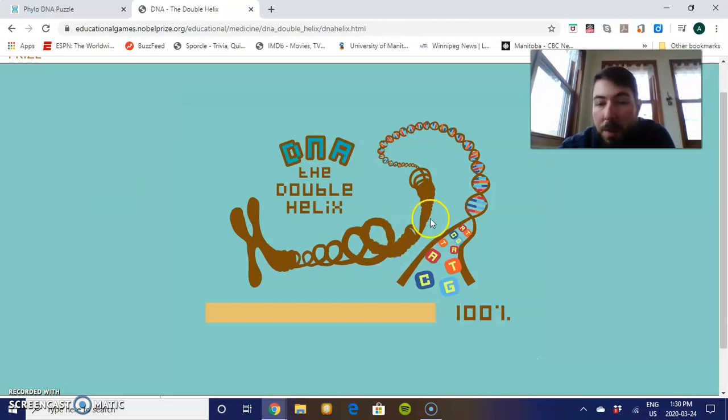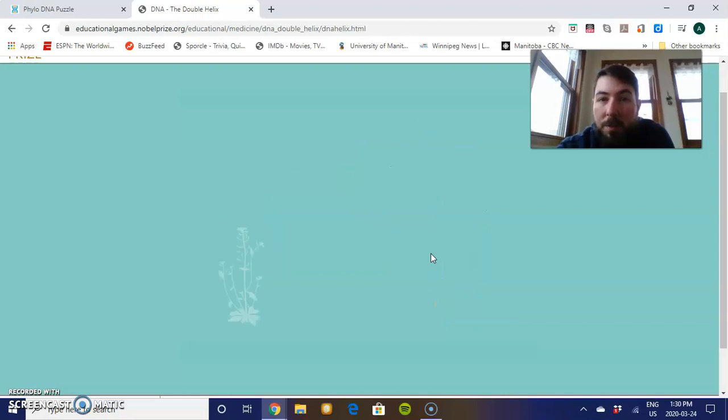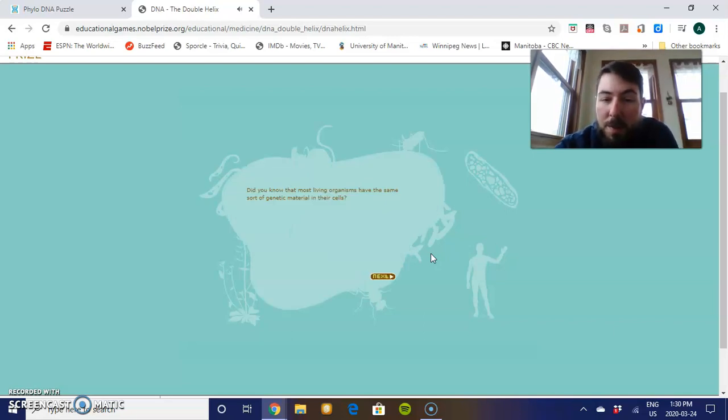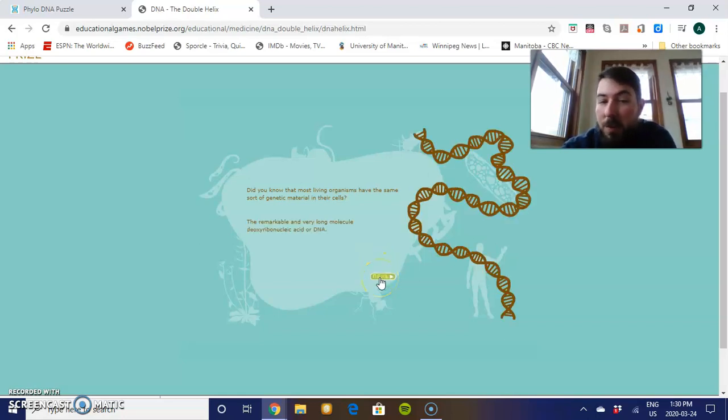So basically, you know how we talked about the four different bases, the A, C, G, and T. This game is about matching up as many of them as you can. Remember that the A goes with the T, and the C goes with the G, and vice versa. And then you have to try to figure out what the organism is of the DNA that you put together.